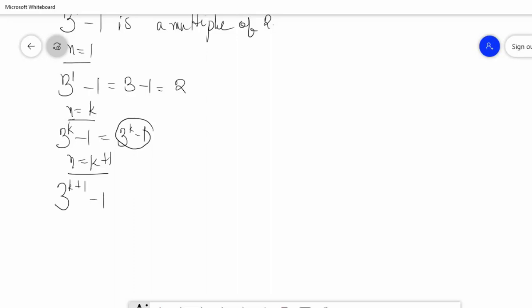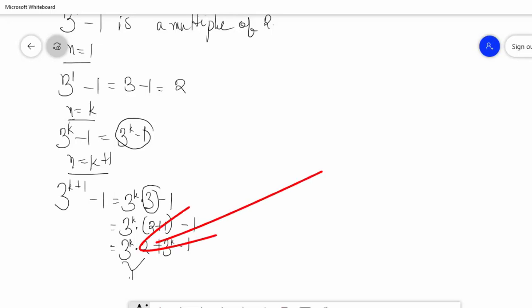And this, from the law of indices, can be rewritten as 3 to the power k multiplied by 3, and then minus 1. Now, we can express this 3 as a value in terms of 2. So this is going to be 3 to the power k times (2 plus 1) and then minus 1. So from here, we can see that we have 3 to the power k times 2, and then plus 3 to the power k minus 1.